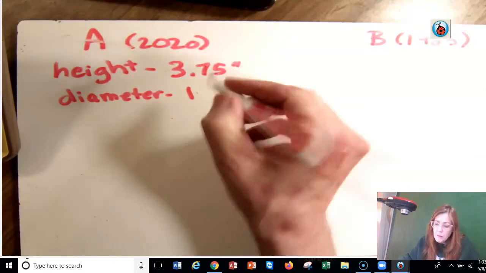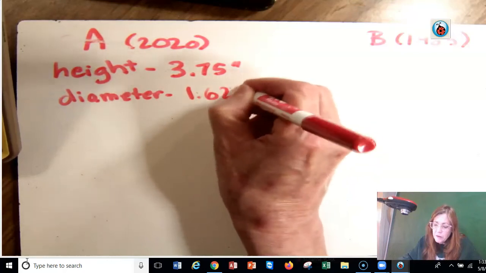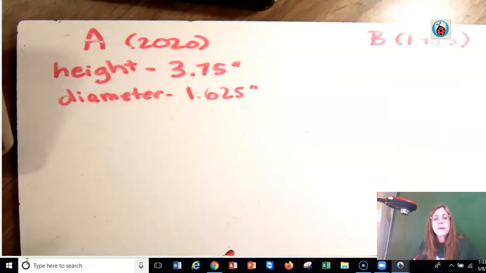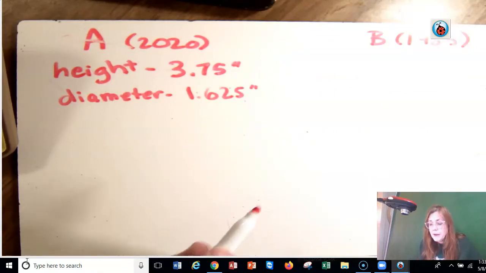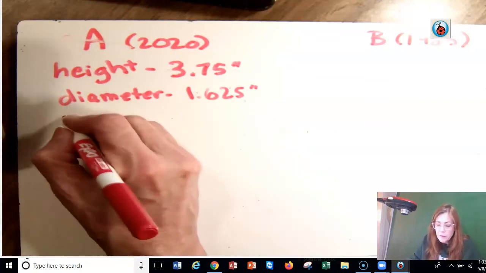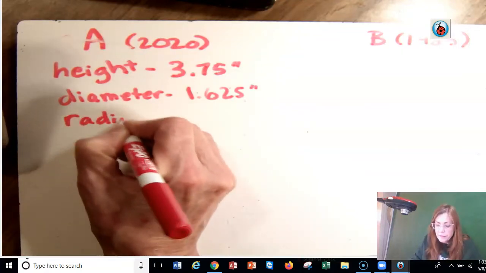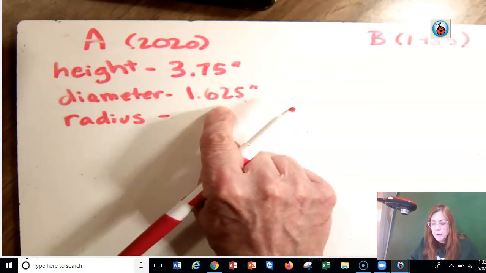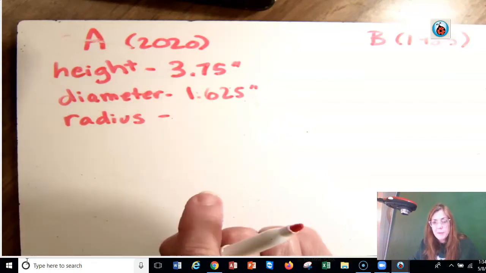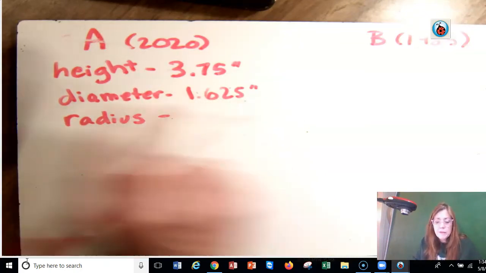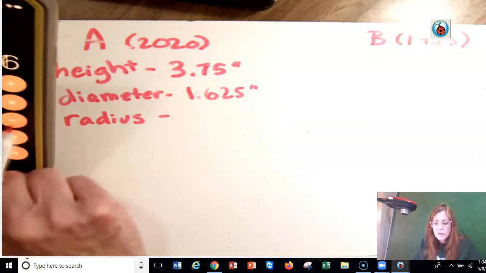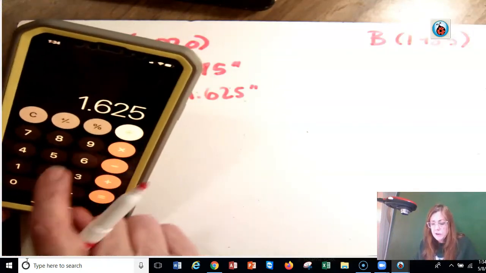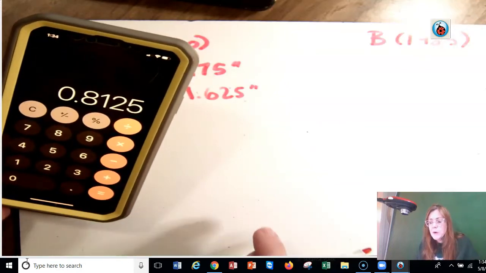So it is 1.625 inches. Now, if I want to know what the actual radius is, I would have to take this and divide it by 2, because remember the radius is exactly half of the diameter. So I'm going to take 1.625 divided by 2, and I get 0.8125. Well, that's kind of a big number to worry with.